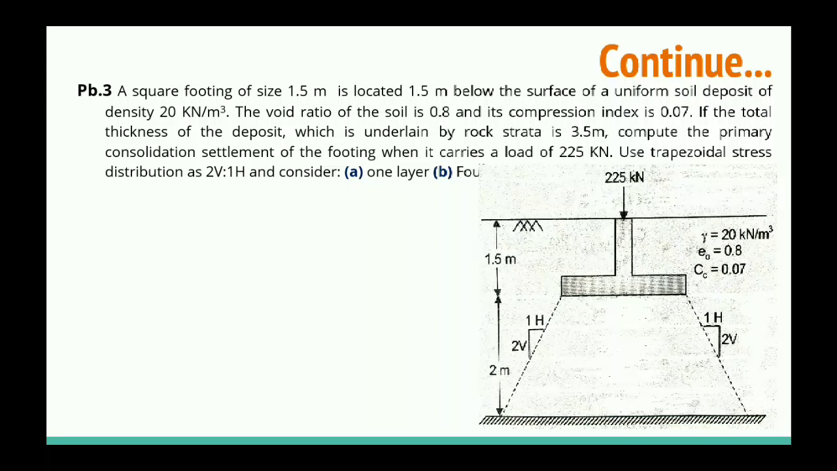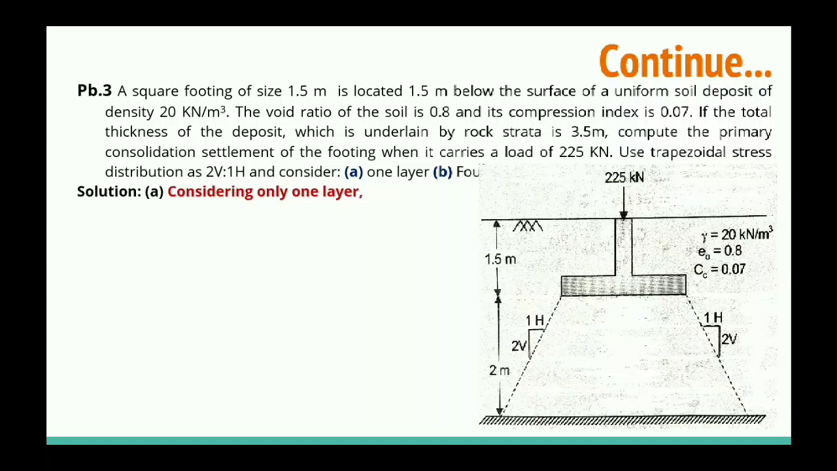So this is a figure. You can see that the clay layer or soil deposit layer thickness is 2 meter below the bottom of the footing, and the depth of the footing is 1.5 meter. CC is given, initial void ratio is also given, unit weight of soil deposit is given 20 kilonewton per meter cube, and load applied on the footing is given 2 to 5 kilonewton. Load dispersion pattern is also given, that is 2 vertical and 1 horizontal.